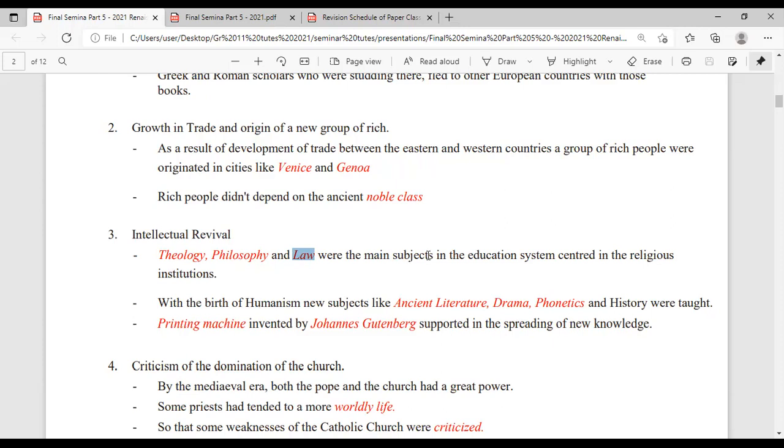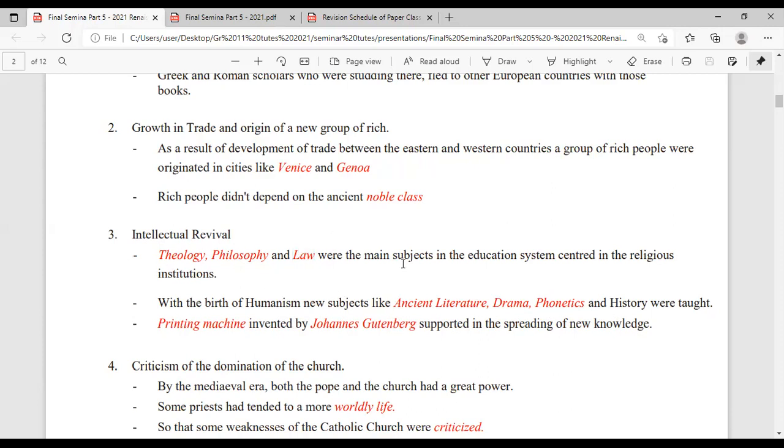So then subjects like literature, drama, phonetics, and history were taught. These are subjects that you can criticize. History, even you can criticize. Why? You don't accept anything, as I told. You can ask me questions and you can criticize. That cannot happen like that. How can we believe? So any criticizable subjects were related to humanism. The printing machine invented by Johannes Gutenberg supported the spreading of new knowledge. So this is the third reason, intellectual revival.